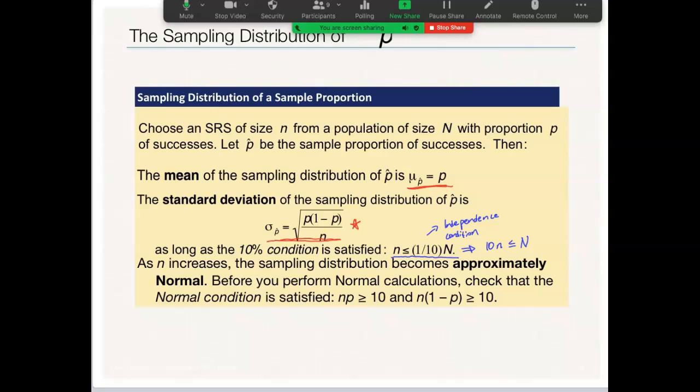All right, and the final condition is the normality condition, and that's just: can we assume that our sampling distribution is normal? For that, we need to multiply n times p and make sure that's greater than or equal to 10, and then n times 1 minus p, make sure that's greater than or equal to 10. All right, I'll pause here. Give me a hand when you're good.